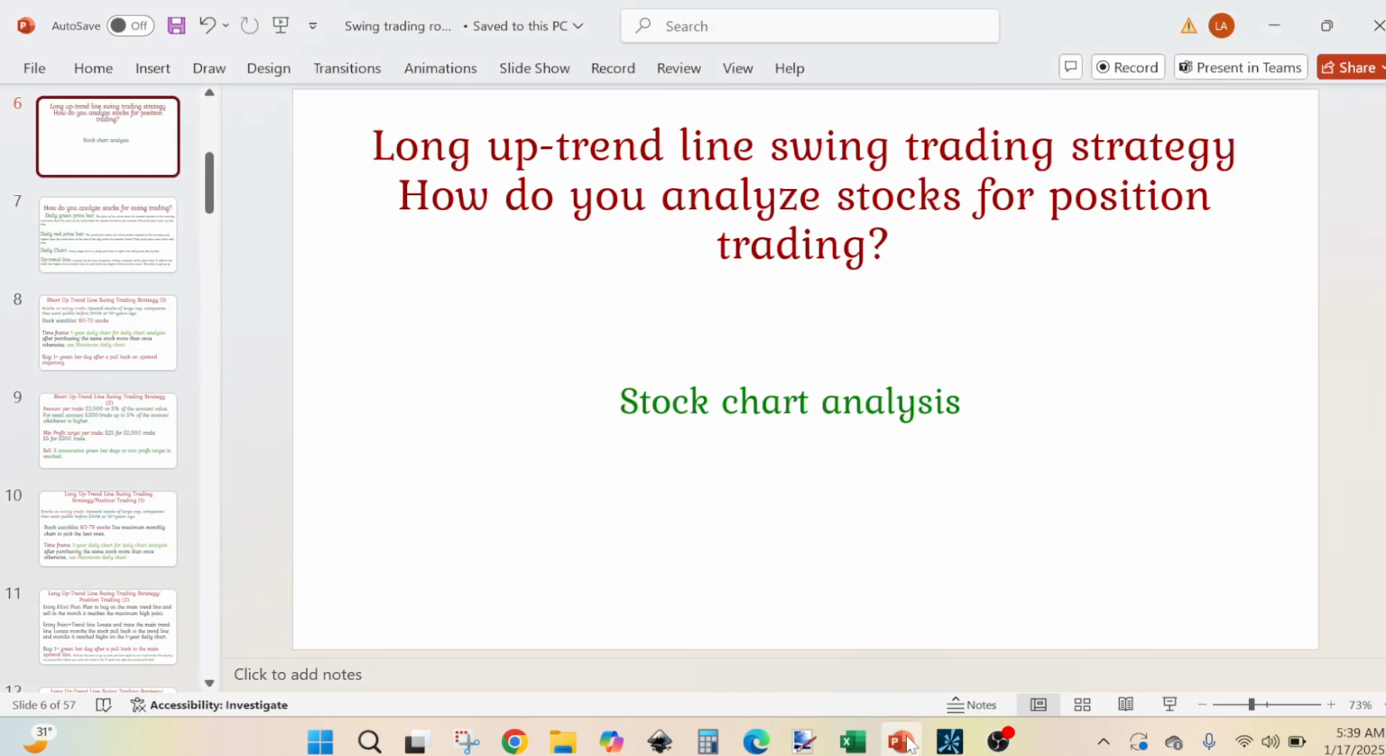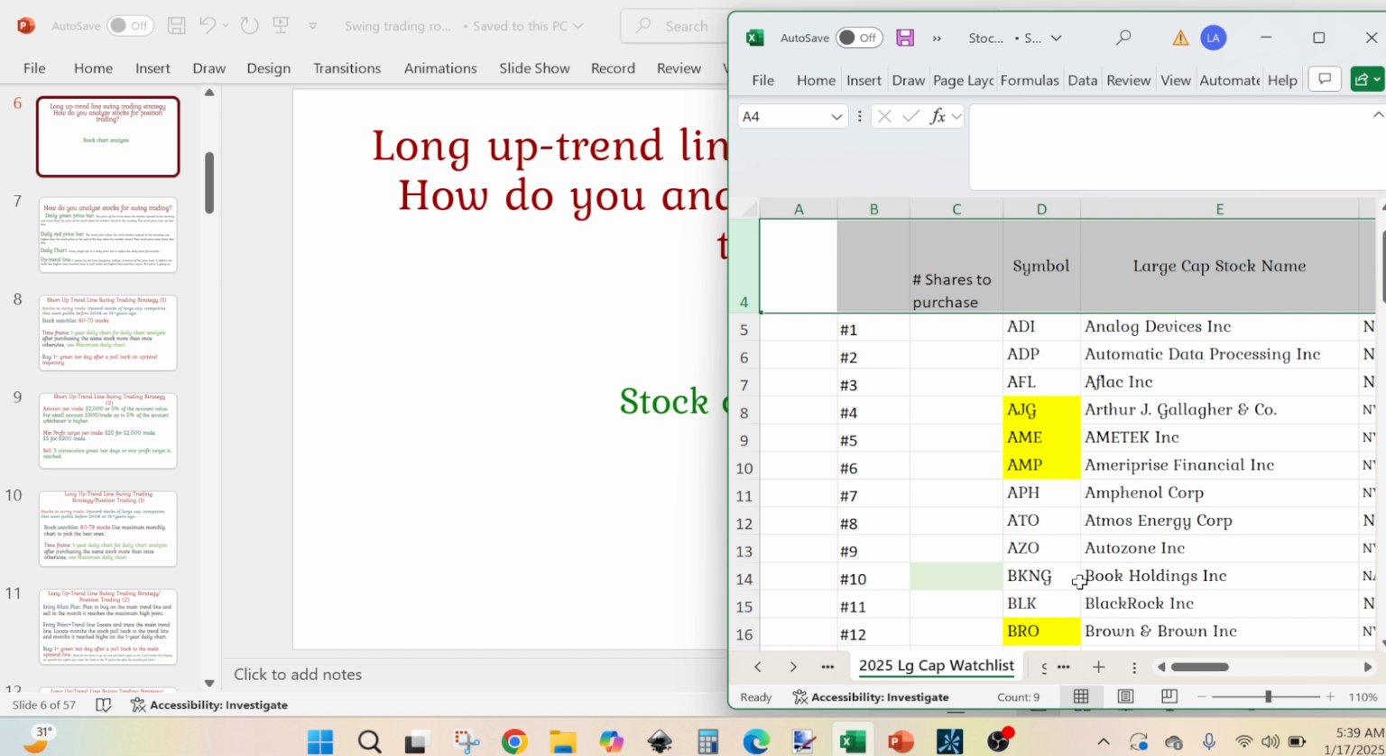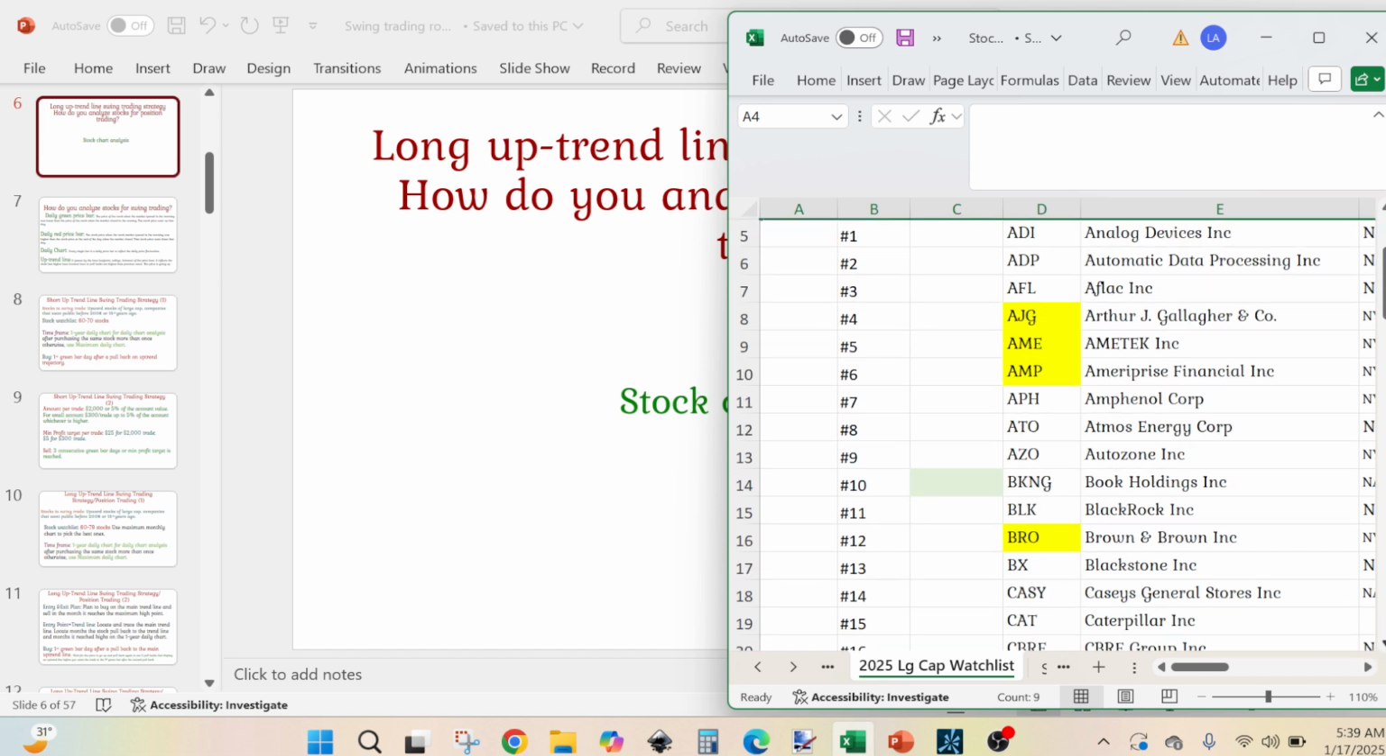Hello, how do you analyze stocks for position trading using the long uptrend line swing trading strategy? Part 2. We are analyzing our stocks, and the next one we analyze is BKNG.